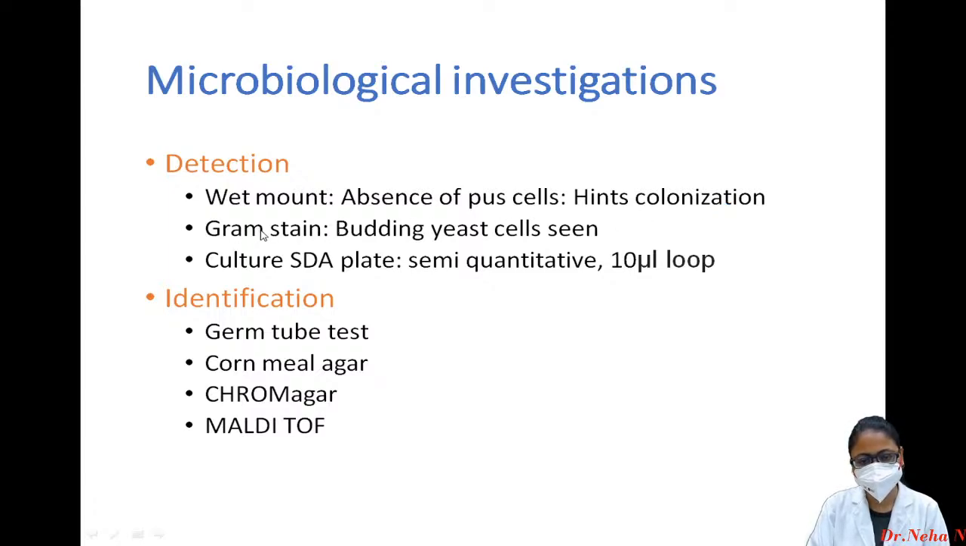Second is the Gram stain, in which budding yeast cells are seen. The cells appear as ovoid cells with pseudohyphae, and they are Gram positive and deeply purple stained. Third is the culture on SDA plate, that is Sabouraud dextrose agar plate, in which the semi-quantitative urine culture method is used with a 10 microliter fixed volume loop. Now, the tests used for identification of the yeast include germ tube test, cornmeal agar test, CHROMagar, and Mardi Toff.